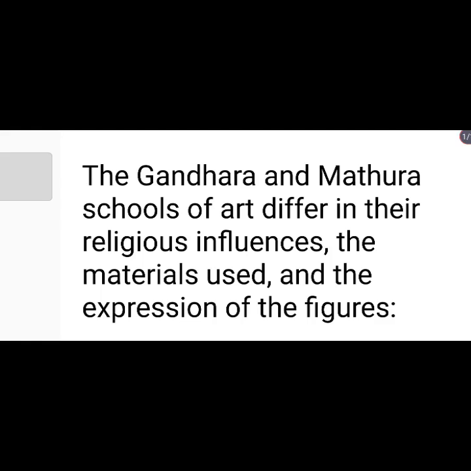Very good morning, class. At the last lecture, we studied the Gandhar school and the Mathura school. Now, in today's lecture, we will see the difference between both of those schools.